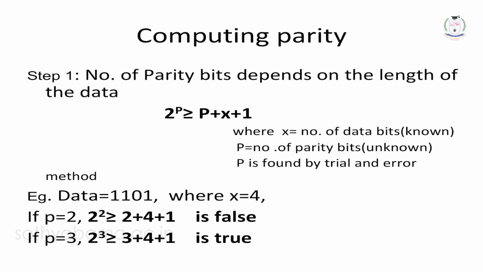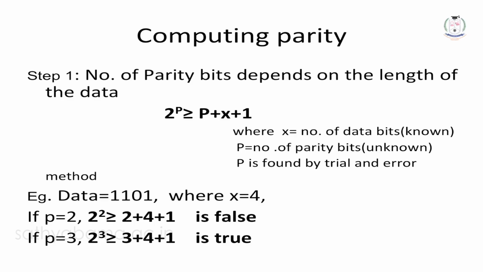Now p is found out on a trial and error basis. We'll have to substitute values for p and find out if the expression is satisfied or not. I'll start with p equal to 2. When p is equal to 2, my expression is not satisfied, so I'll have to increase the value of p and try out p equal to 3. When I do so, I find that the expression is satisfied. So I found out in step 1 that the number of parity bits required is going to be 3 for our example.